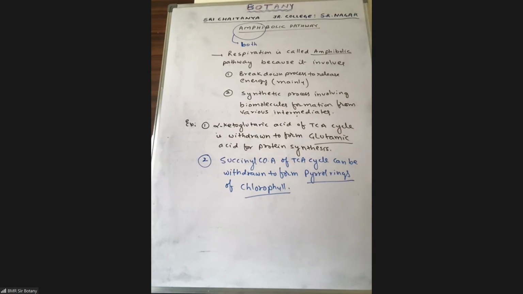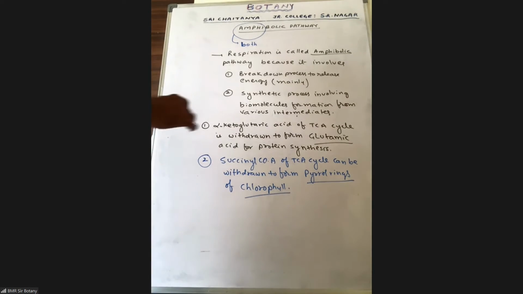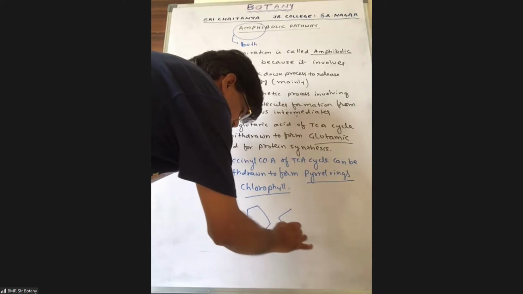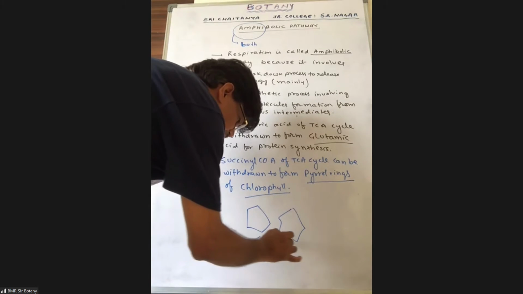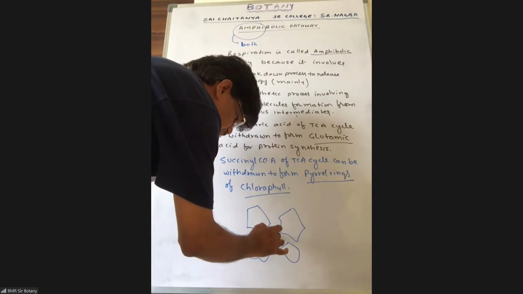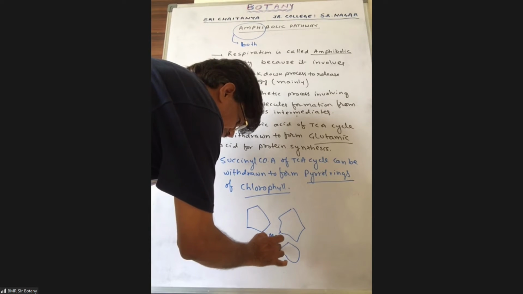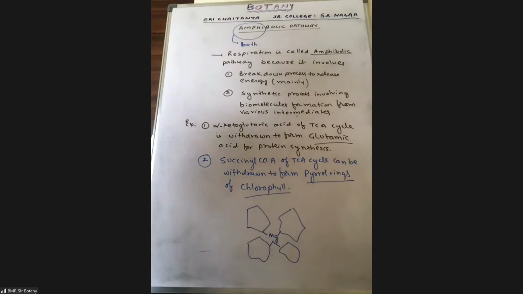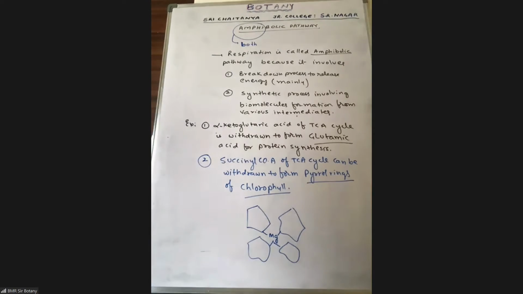So succinyl-CoA of the TCA cycle can be withdrawn to form pyrrole rings of chlorophyll. A chlorophyll molecule structure, if you see, is with a tetrapyrrole head, Nana, with 4 pyrrole rings attached to a single magnesium atom. While talking about magnesium in the mineral nutrition chapter, we said it is associated with the ring structure of chlorophyll.